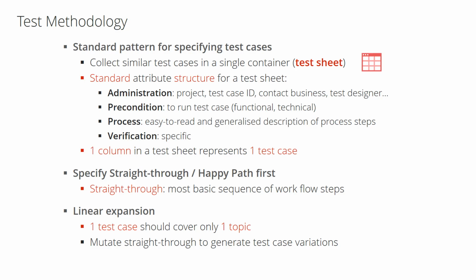And to quickly introduce linear expansion for those who haven't heard of it, it's a combinatorial method where you have as a starting point a straight-through instance, and every next instance is covering one topic, because we are creating straight-through mutants to generate these test case variations, where every test case is different in exactly one instance. That would be the ideal process.